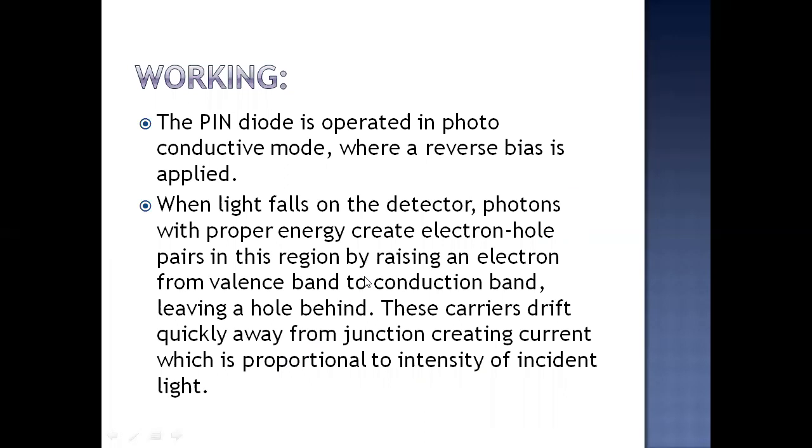Coming to the working of a PIN diode, it is mostly operated in photoconductive mode, where a reverse bias is applied. When light falls on the detector, photons of proper energy are absorbed by the electrons in the material, and they get excited from the valence band to the conduction band, leaving holes in the valence band. That means photons of proper energy create electron-hole pairs in this region. These carriers drift quickly from the junction, creating a current which is proportional to the intensity of light incident on the intrinsic region.